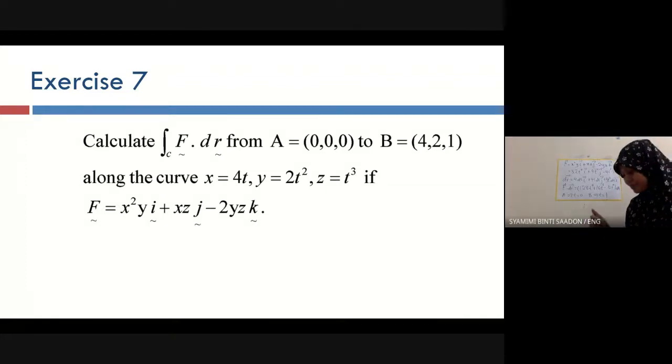Okay, and then we integrate like just now. We have the range 0 to 1, and we have the function F·dr. So we integrate, and we will get the answer.